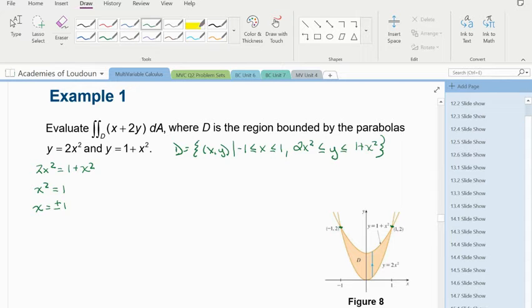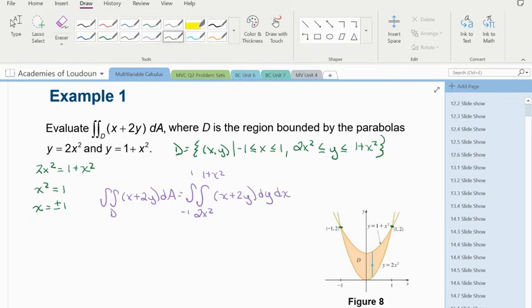So, since the lower boundary is y equals 2x squared, and the upper boundary is y equals 1 plus x squared, we then have our double integral over D of x plus 2y dA is equal to the integral from -1 to 1 and from 2x squared to 1 plus x squared of x plus 2y, and we're integrating with respect to y first, and then x, which gives us then the integral from -1 to 1 of xy plus y squared, which we are evaluating from y equals 2x squared to y equals 1 plus x squared dx.